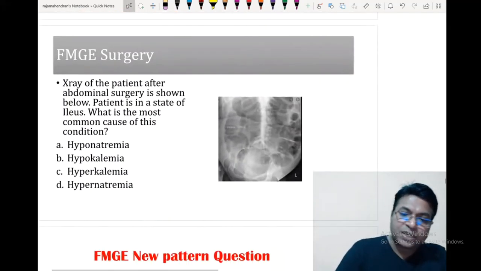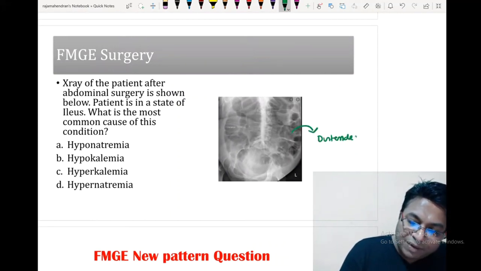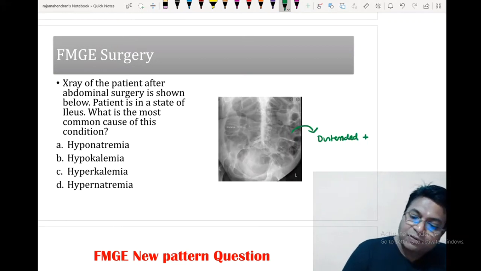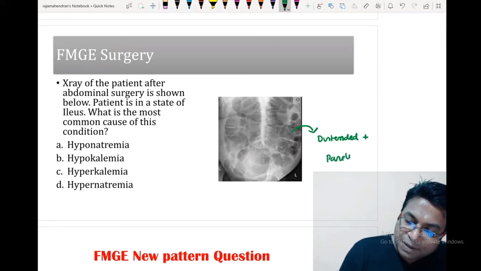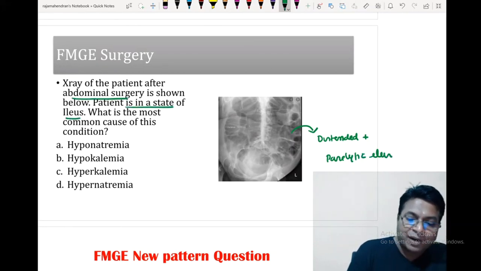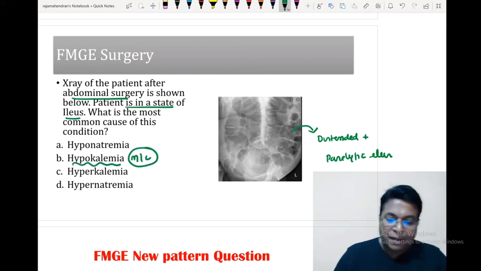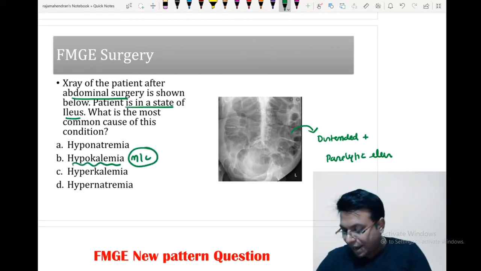So in this question, the patient's X-ray shows multiple air fluid levels and distended bowel. So this is a case of paralytic ileus. Please remember, this is a case of paralytic ileus. The patient had an abdominal surgery. The patient is in ileus. Everything they have given. The most common cause of paralytic ileus is hypokalemia. It is the most common cause for paralytic ileus.